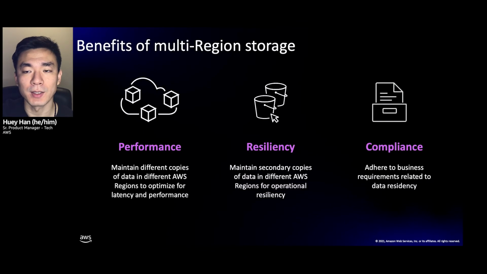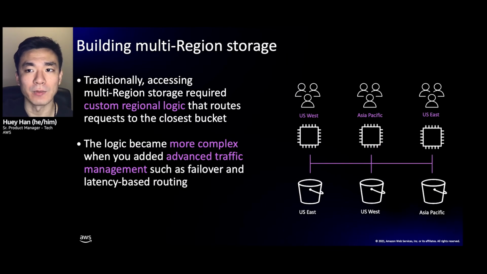And the motivating reasons for this trend are manifold. Many of the benefits of multi-region storage are the same as what we discussed for replication: performance, resiliency, and compliance. But while there are many benefits of multi-region storage, building applications on top of multi-region storage historically has been challenging. It requires custom regional logic that routes requests to the closest bucket. And if you implement more advanced traffic management, such as failover or latency-based routing, the logic becomes even more complex to build and maintain.